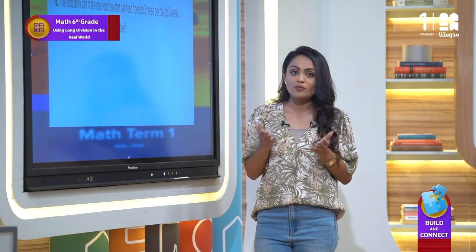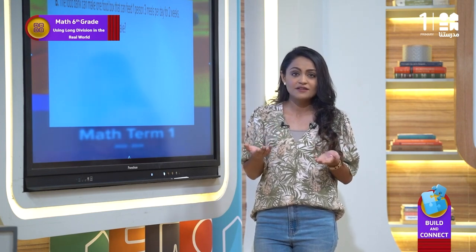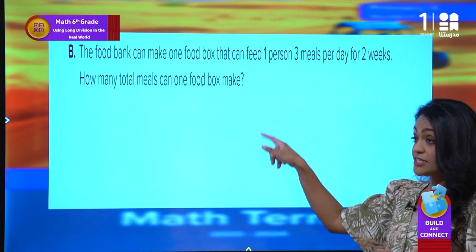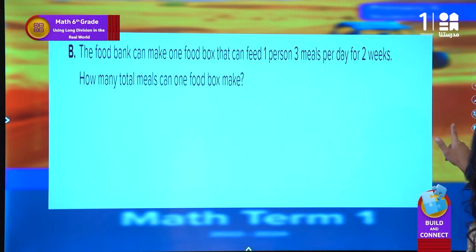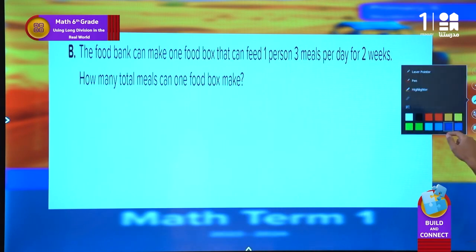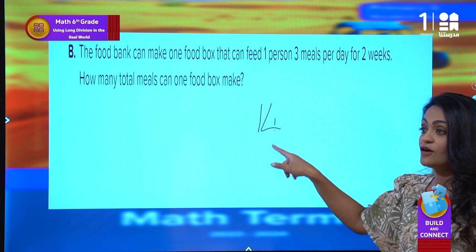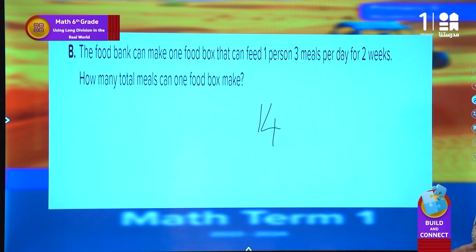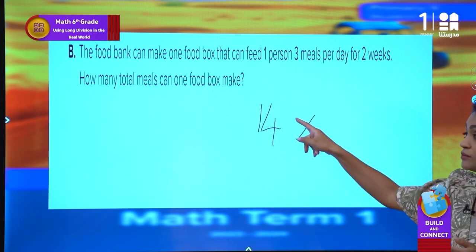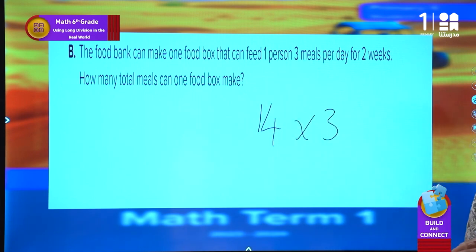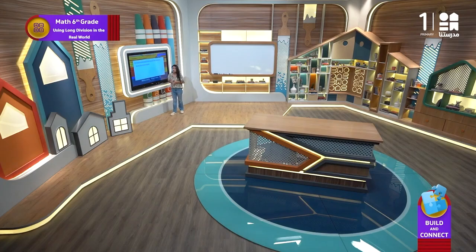So, how many days do we have? Exactly 14 days. There are 3 meals per day. So, we will multiply 14 by 3 to get 42 meals per box. Let's move to situation C.